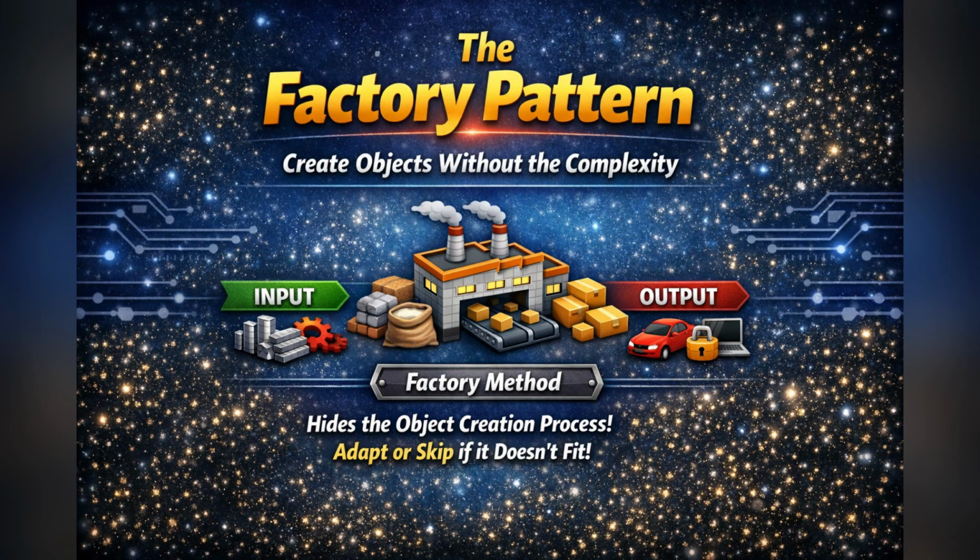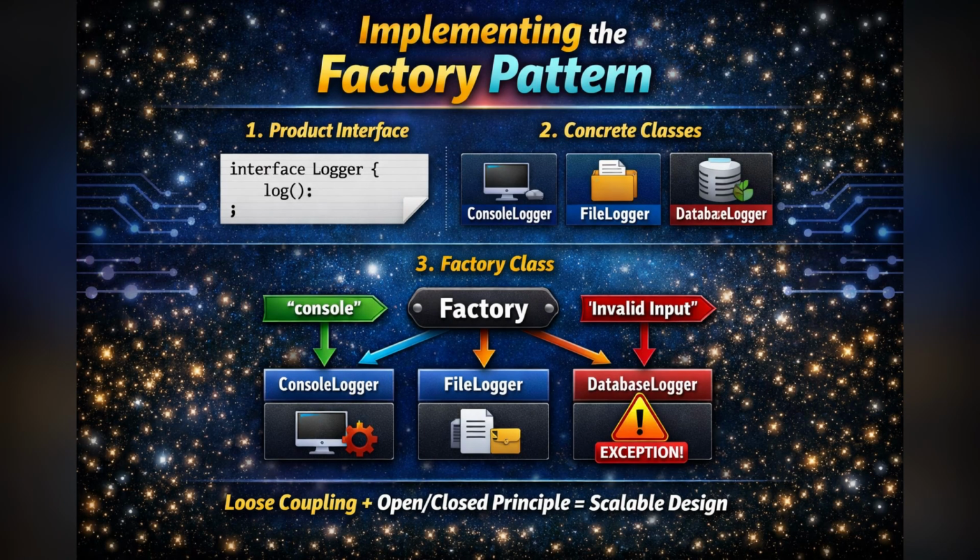Let's begin with the factory pattern. Think of a real-world factory. You provide raw materials as input, and you get a finished product as output, but the internal process is hidden. Similarly, in software, the factory pattern encapsulates object creation. The client only asks for an object, it doesn't worry about how it's created. To implement the factory pattern, we follow three steps.